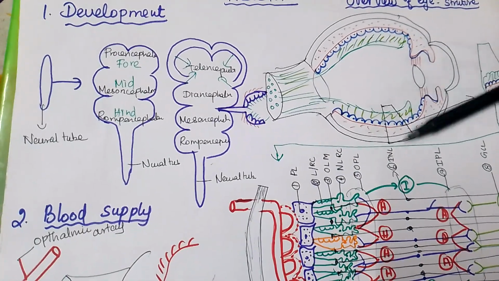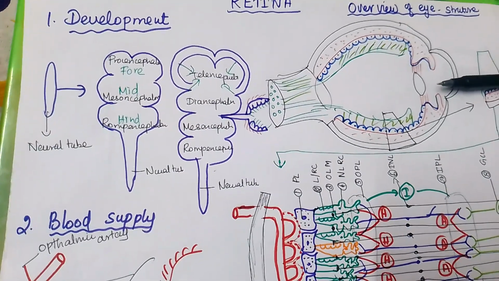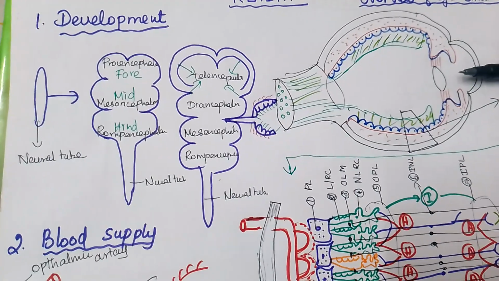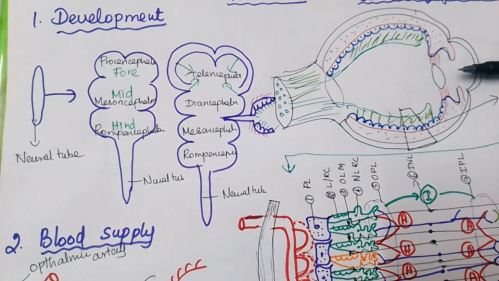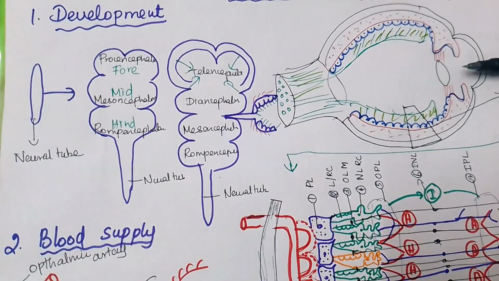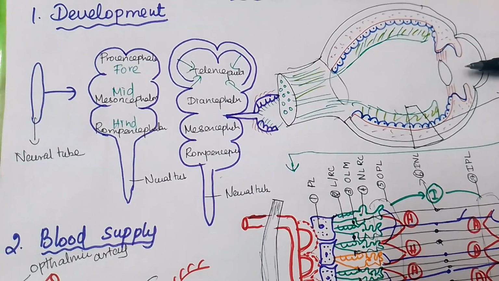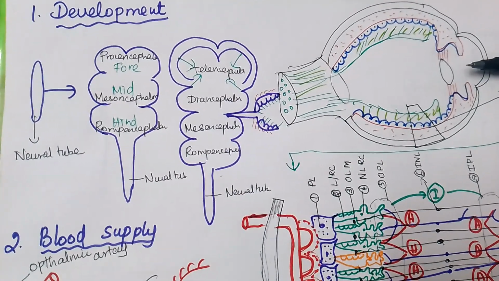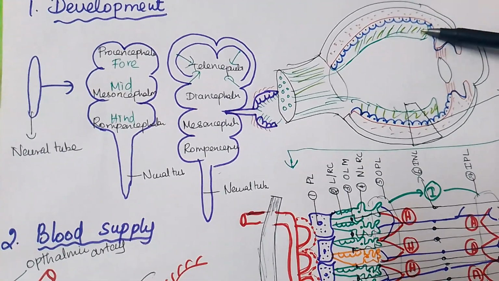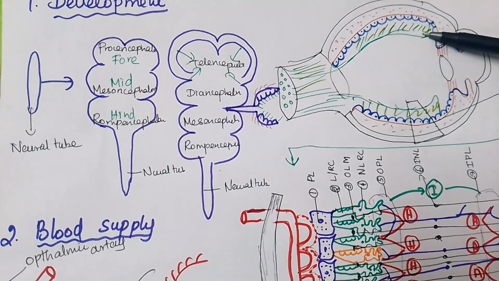First, before going to the retina, we'll see an overview of the structure of the eye. In the last class, we saw that there are different layers of the eye. The outer layer is a protective layer, and the middle layer is the vascular layer, or else it is called the uveal tract, and it is highly vascular, rich in blood supply. The inner layer is a neuronal layer. The inner layer consists of the pigmented layer and the neuronal layer. This inner layer is called the retina.